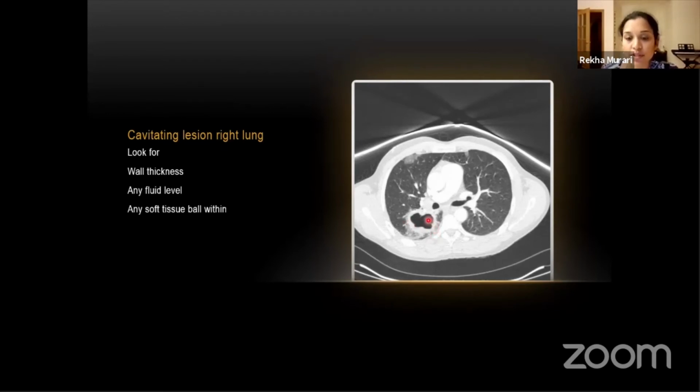And also sometimes you can see some soft tissue ball in it, and that is typical. When we see a soft tissue ball within a large cavitating lesion, we think of aspergilloma. And generally aspergilloma happens in a patient who is immunocompromised, so whether it's an HIV patient or TB, especially a cavitating lesion because of the TB, there can be an aspergilloma complication. So yeah. Good.